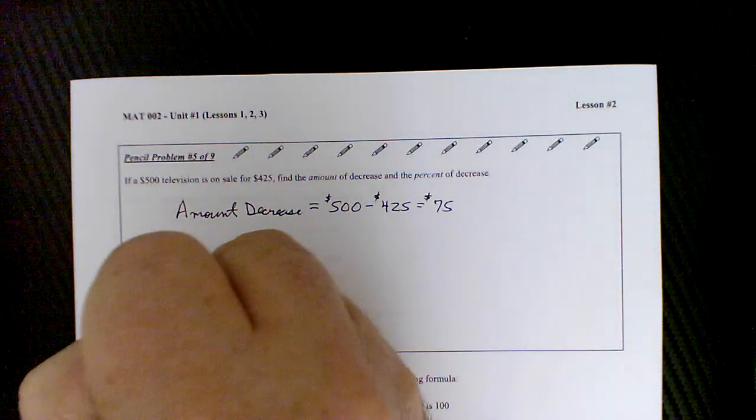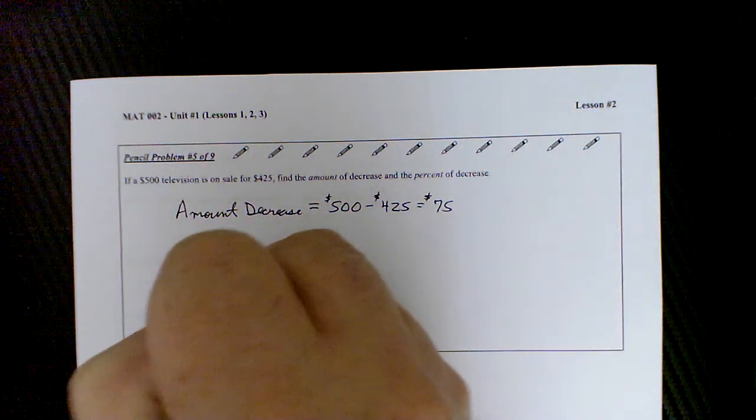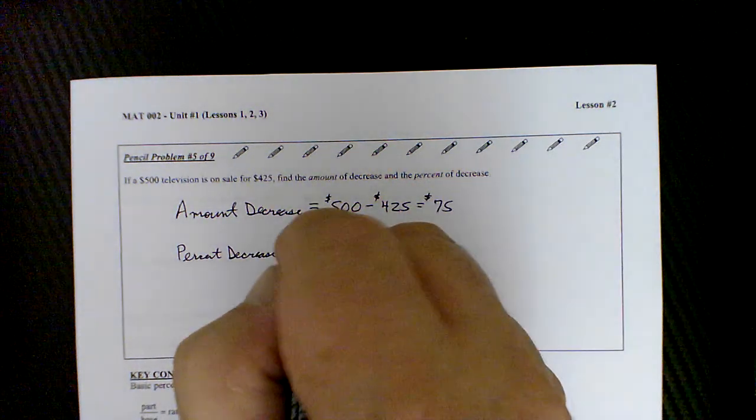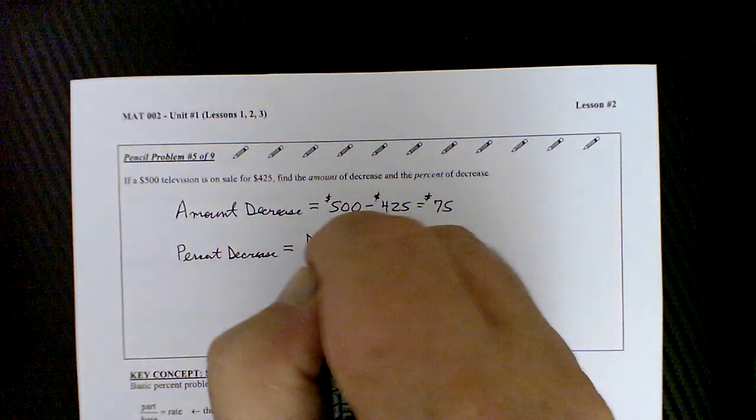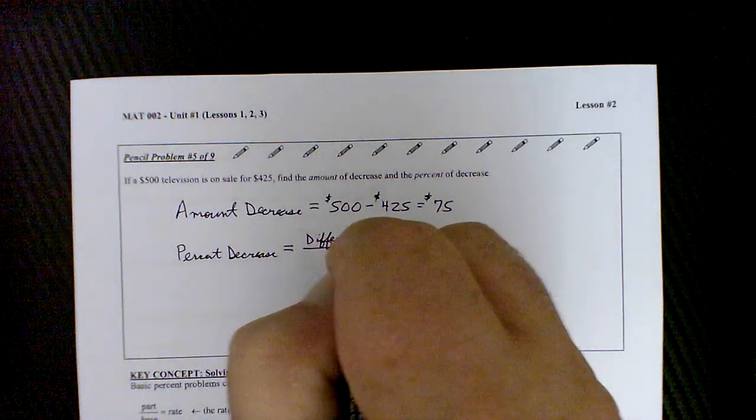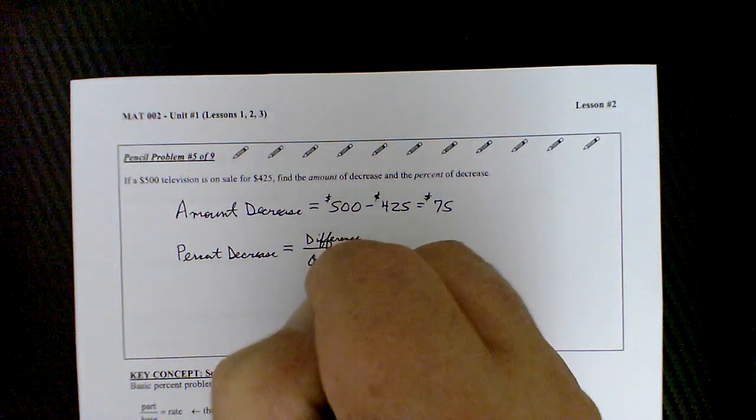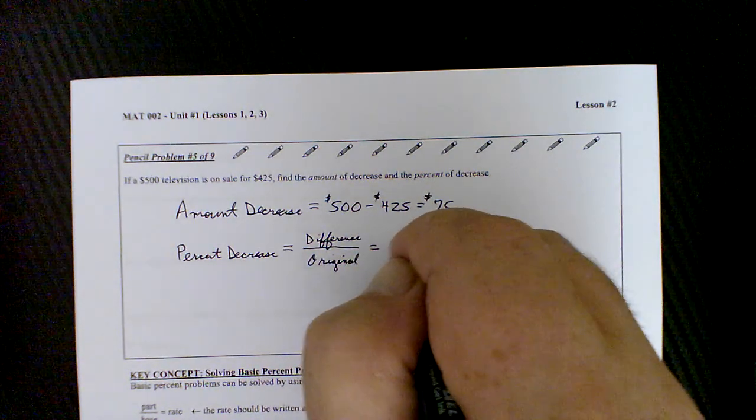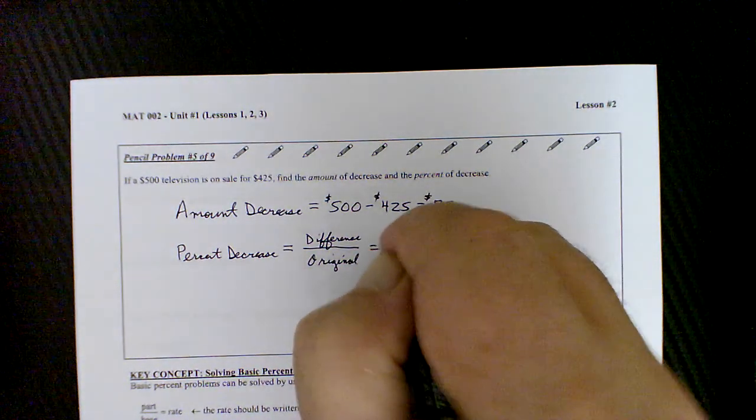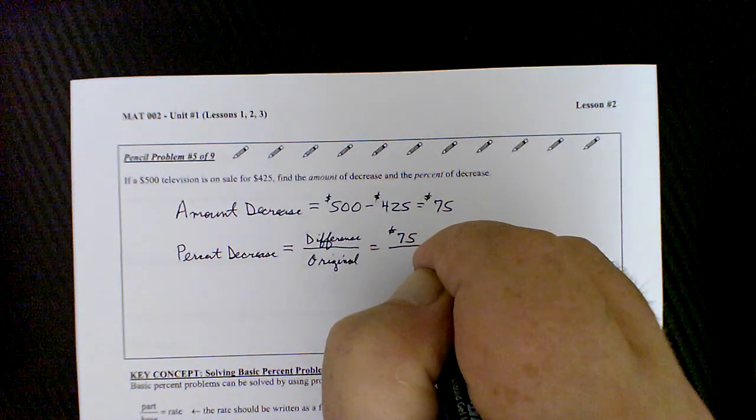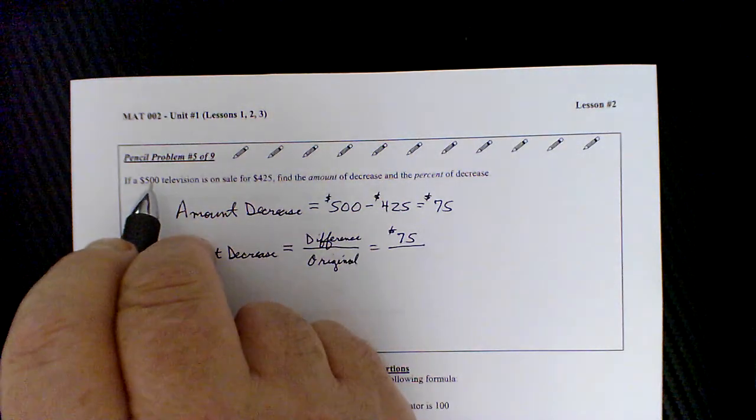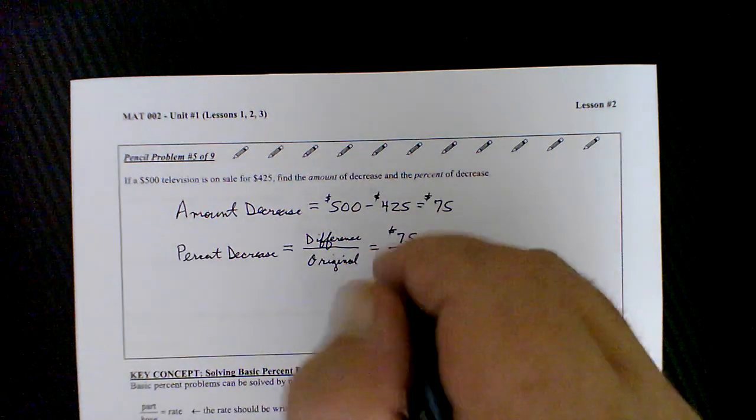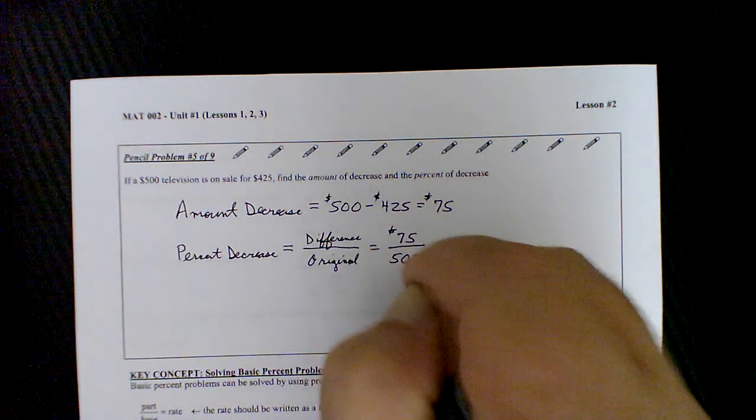And then the percent decrease is that difference, I'm going to say, over the original. So the difference is that result, $75, divided by the original. And so the original here, it started at 500, so you got to make sure you pick the right one. So whatever it starts at, not always the largest.